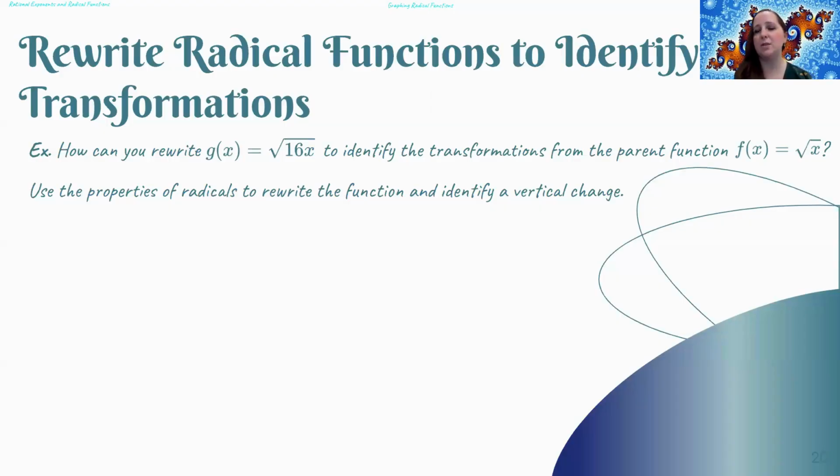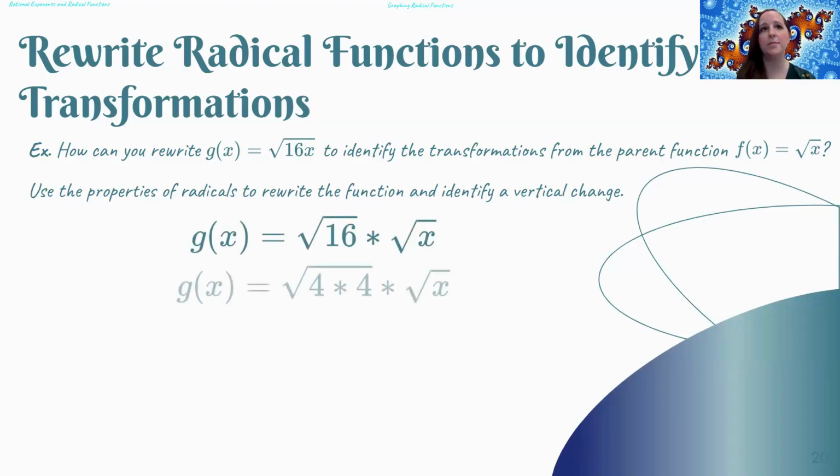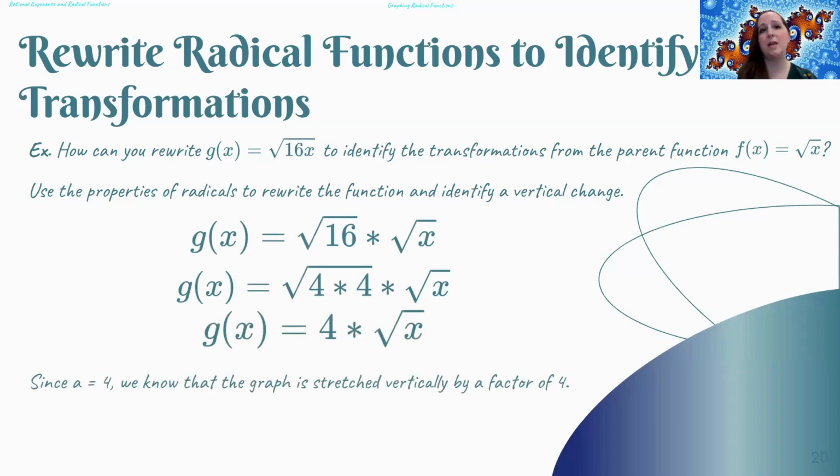I know that I can rewrite the square root of 16x as the square root of 16 times the square root of x. Okay. I know what the square root of 16 is, which is 4, because 16 is 4 times 4. So since a equals 4, that tells me it's a stretched function vertically by a factor of 4.